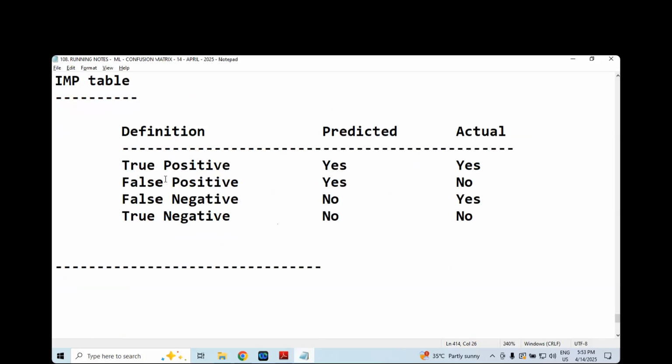Now, talk with me. Yes and yes is called a true positive. No and no is called a true negative. Yes and no combination is called a false positive. No and yes combination is called a false negative. During an interview, definitely there is a question: explain what is a true positive, true negative, false positive, false negative. Be clear about these definitions.